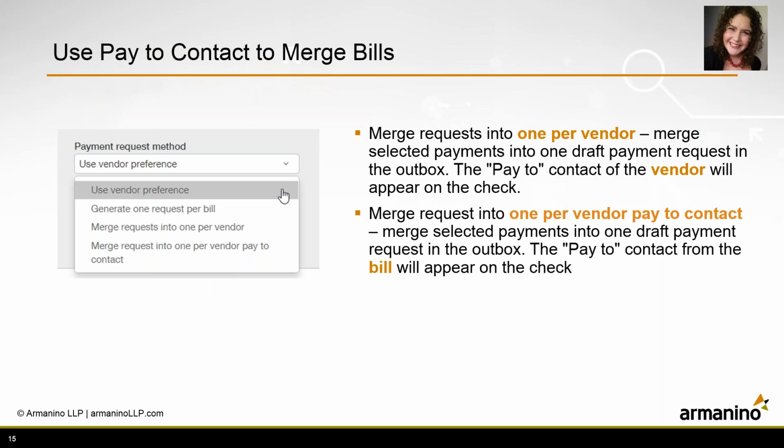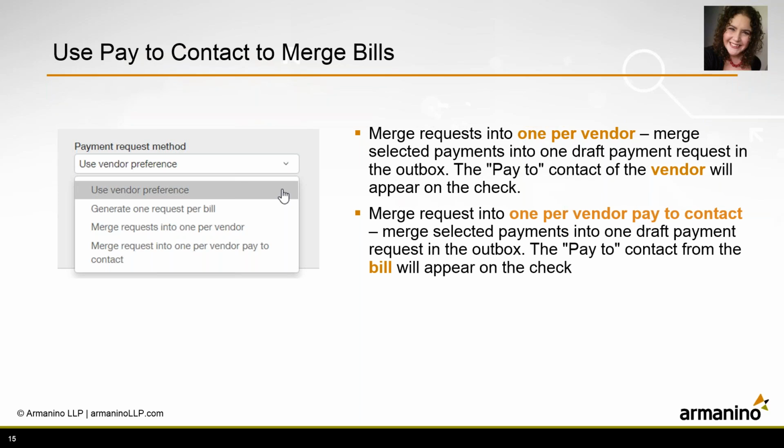The next release item that we have is the ability to use the pay to contact to merge bills. The nice thing about this is you can merge selected payments into one draft payment in the outbox. So there are 2 new options here: merge requests into one per vendor, and merge requests into one per vendor pay to contact.